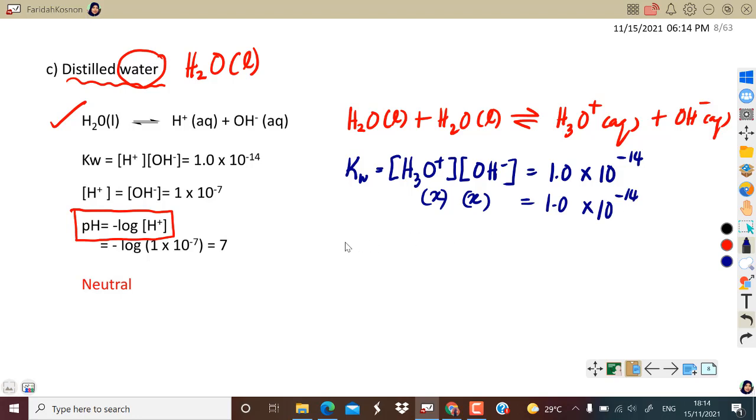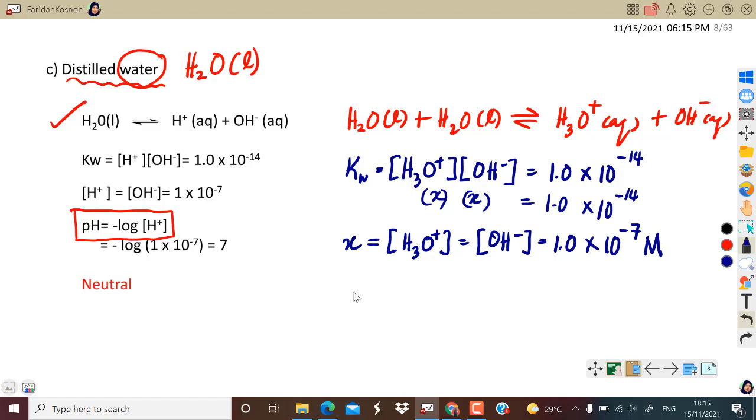So, you akan dapati bahawa x sahaja, yang mana x adalah concentration of hydronium ion, dan dia juga adalah concentration of hydroxide ion. Selesaikan secara matematik. The concentration of hydronium ion is 1.0 times 10 to the power of negative 7 molar.